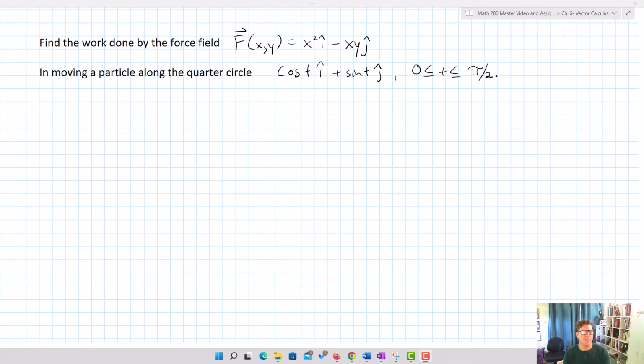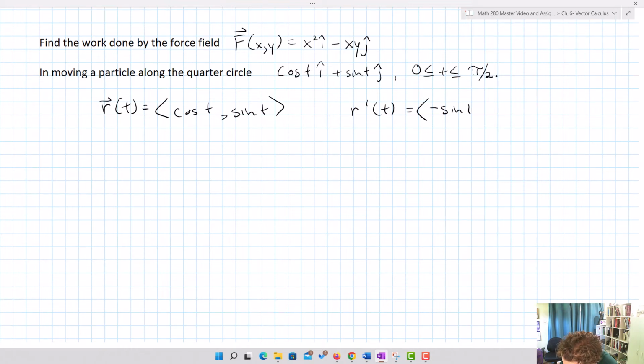We want to find the work done by the force field F of x, y equals x squared i minus xy j, moving a particle along the quarter circle cosine t i plus sine t j, 0 less than or equal to t less than or equal to pi over 2. So my curve is R of t equal to cosine t, sine t. Remember, I'm going to need R prime of t. So R prime of t is going to end up equaling negative sine t, cosine t.